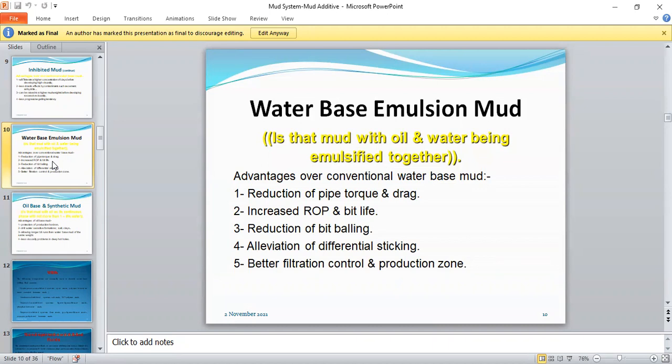Increases ROP and bit life. This water-based mud that has some oil in it, water-based emulsion mud, increases ROP. When we talk about ROP, it's rate of penetration, the rate at which you're drilling. Yesterday, I talked about how you could be drilling at 20 meters per hour. Your ROP is 20. It increases. The driller can even go more than 20 because the mud is good for him.